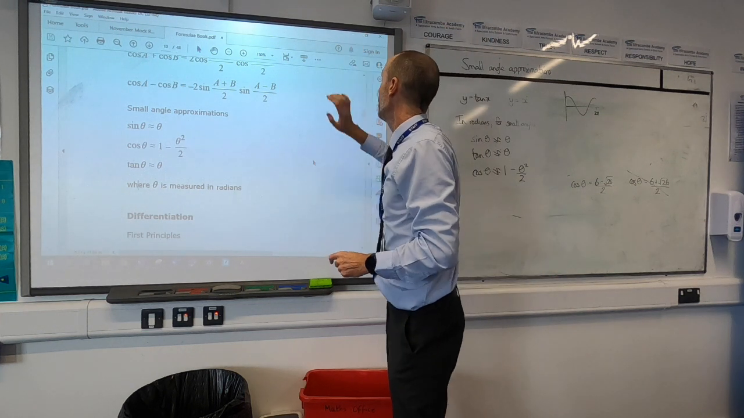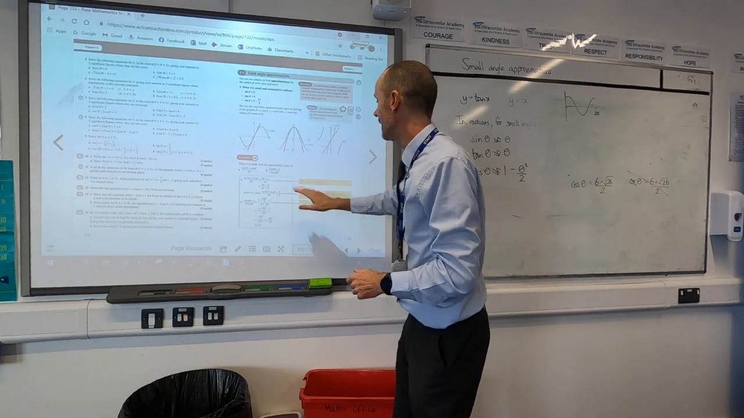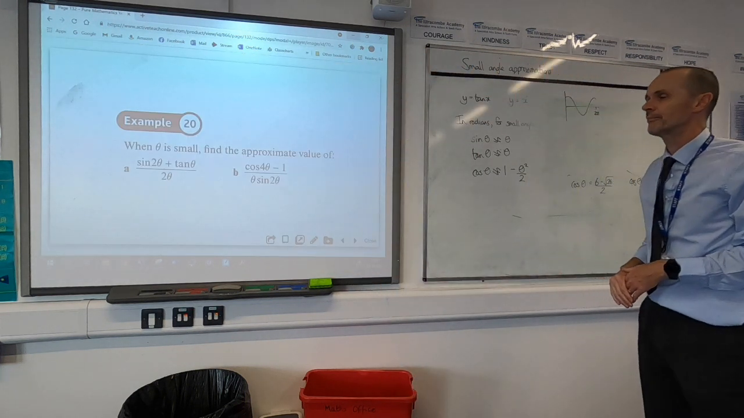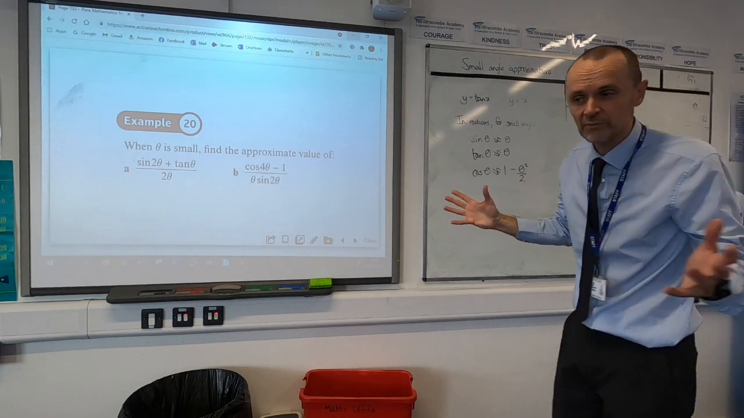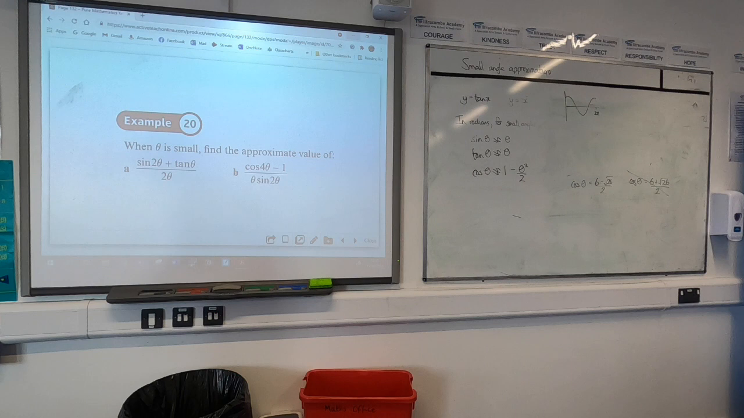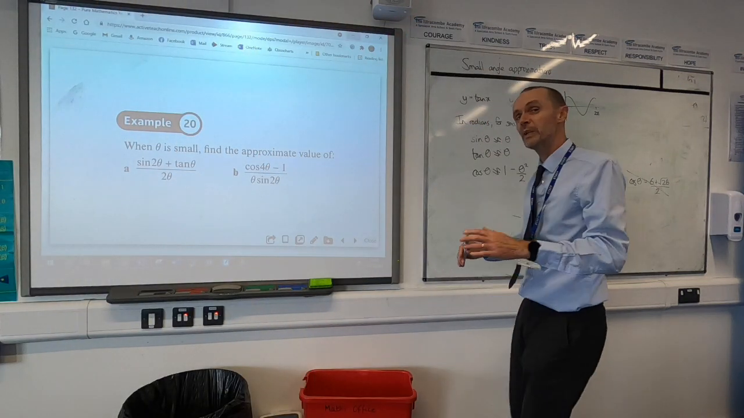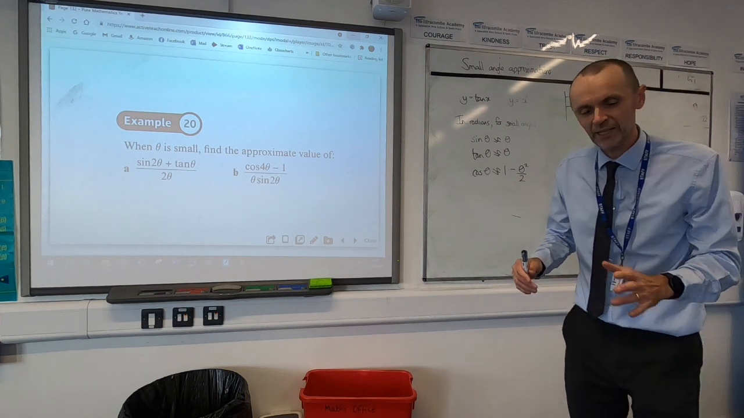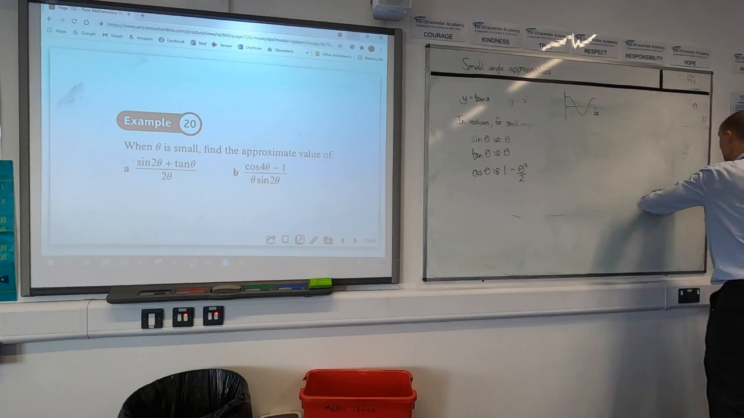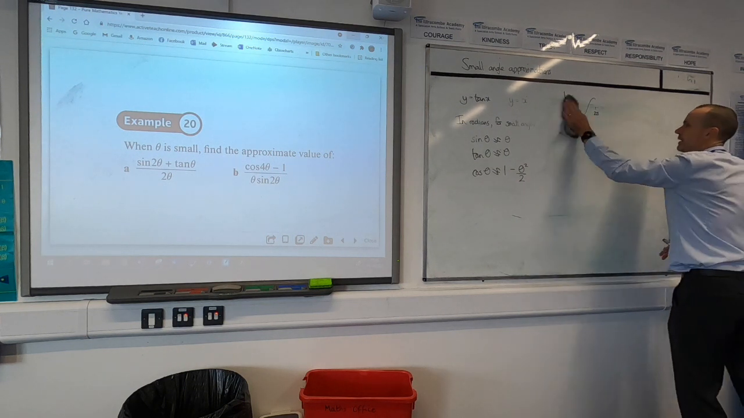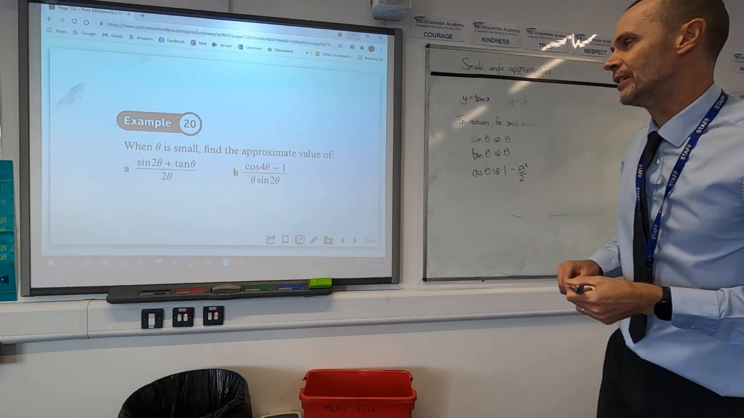Right, so how will this appear then in a question? Easy peasy. So it will look like this. There'll be no context. It'll just say, okay, for when theta is small, no specification about how small or how big, just when theta is small, find the approximate value. So I'm going to use those three approximations. I'll do these two and give you then a chance to have a go at some for yourself.